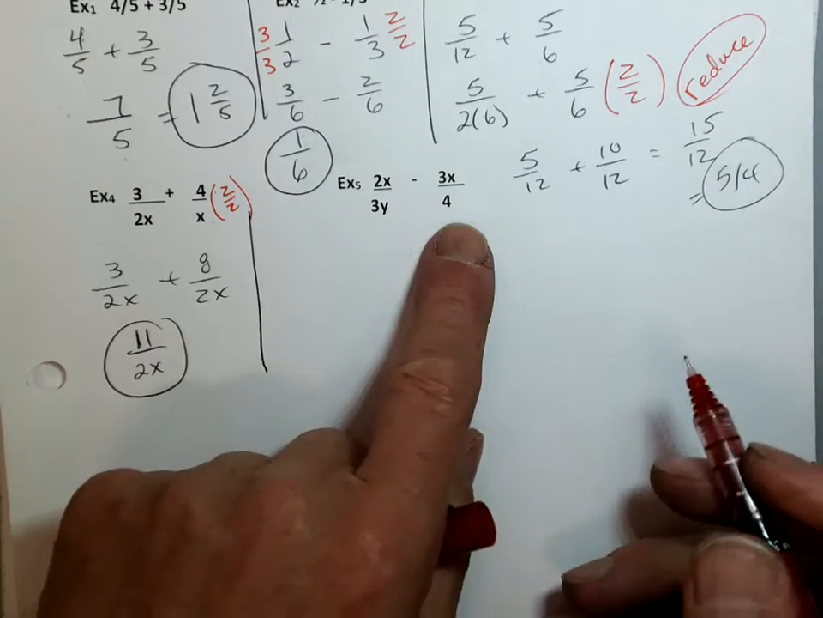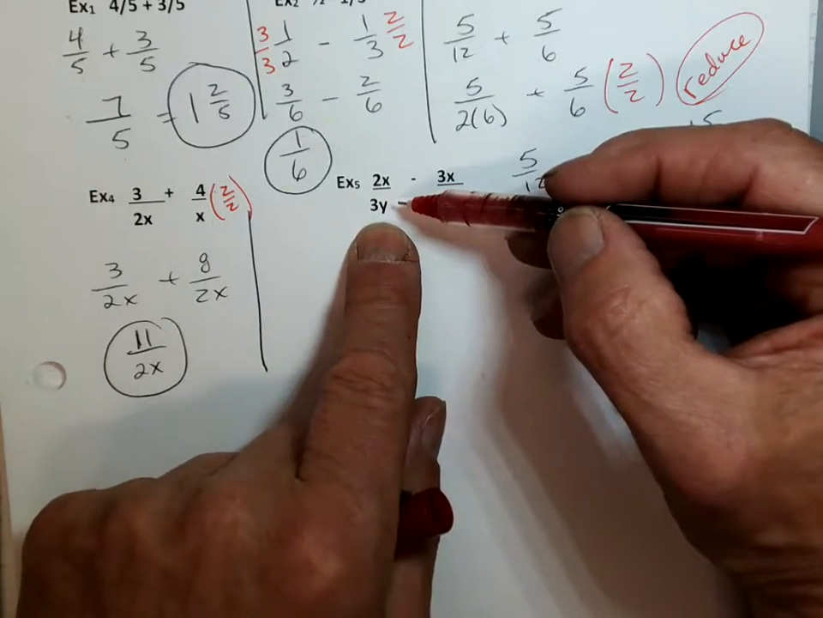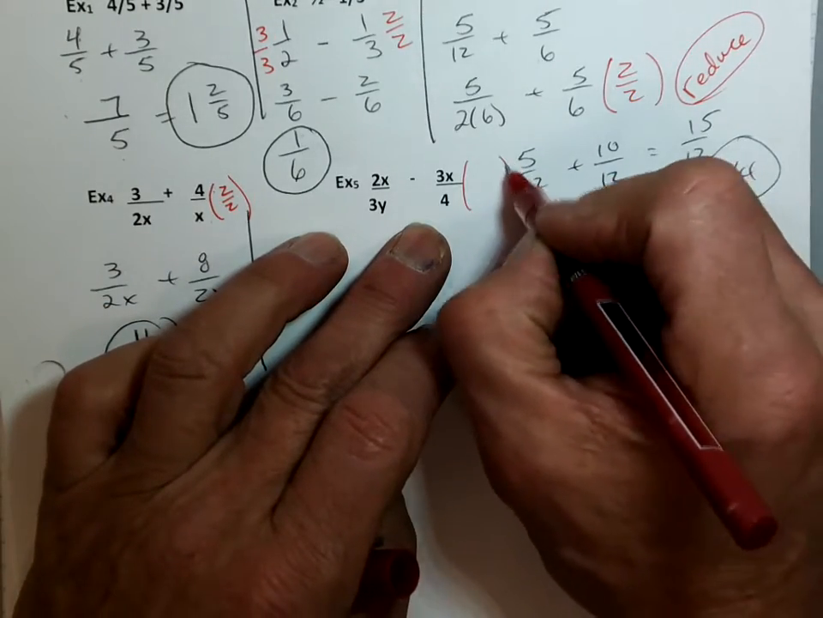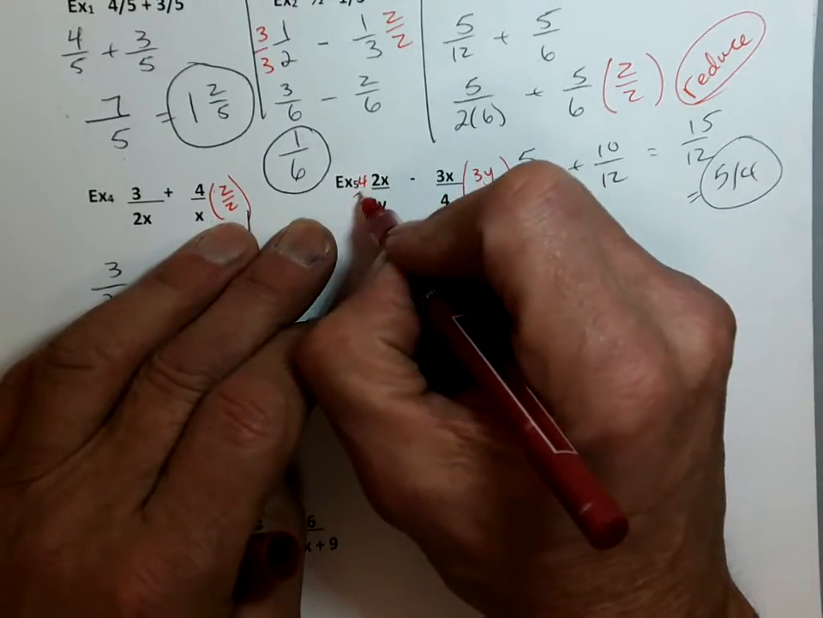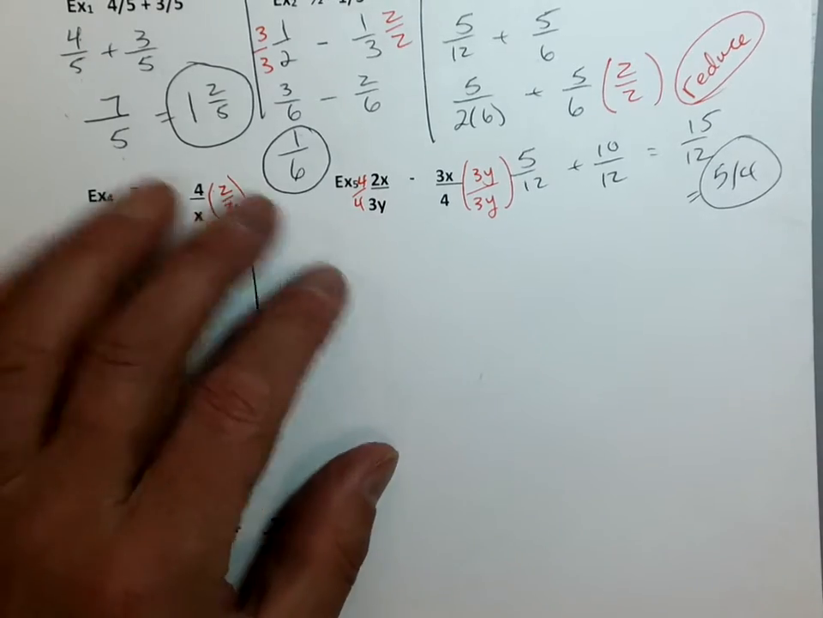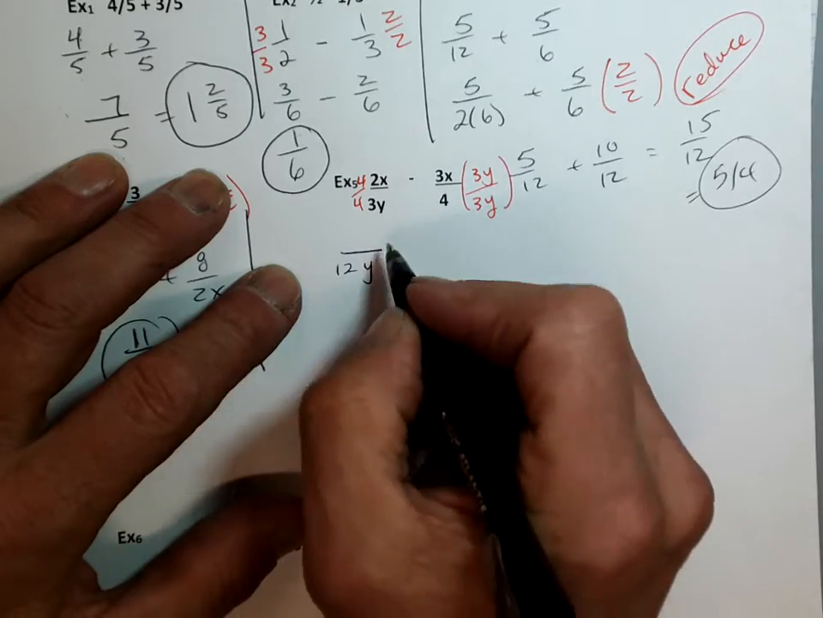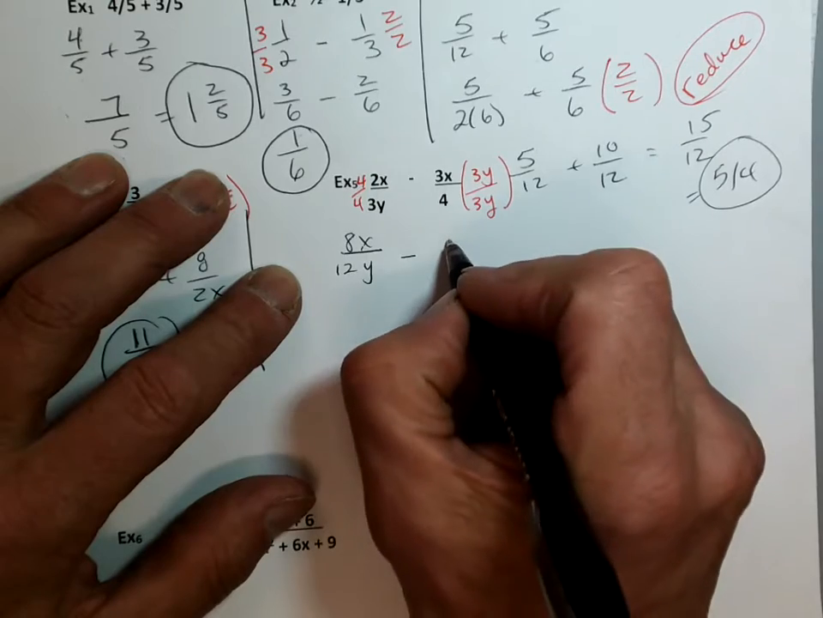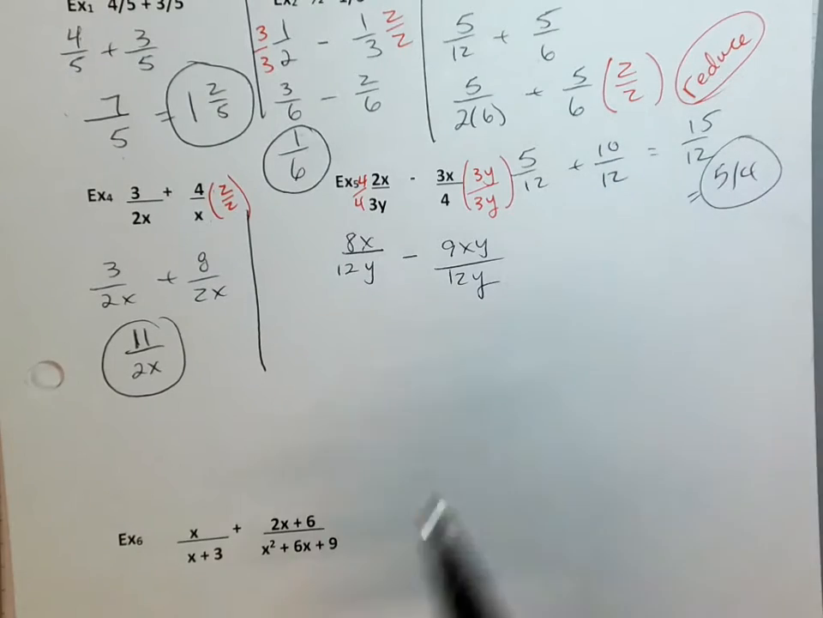I'm going to multiply this fraction by 3y and this fraction by 4 to make them the same. They just have to be the same in the denominator. So I'll multiply this one by 3y over 3y and this one by 4 over 4, so that my common denominator is 12y. So I'll have an 8x over 12y minus a 9xy over a 12y.